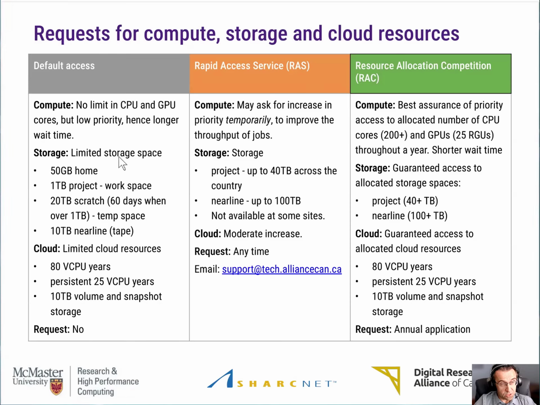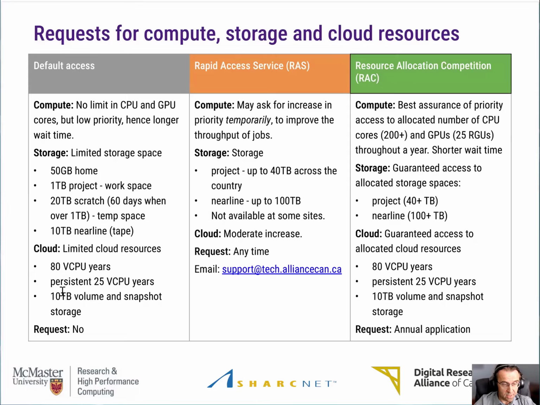In terms of storage, the default amount is 50 gigabytes on a home file system, which is quite limited. Most of the stuff you want to do on our clusters is in project. And by the way, these file systems are per national system. Each of the 5 national systems gives you 1 terabyte of project for the whole research group, 50 gigabytes of home for each user, and 20 terabytes of scratch space per user. We also have a tape-based archival facility. We call it Nearline.